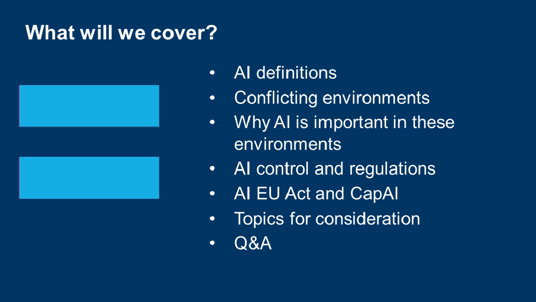Now, there could be positives and there could be associated negatives with that. So what are the considerations that need to be used around this? We can then look at the AI control and regulations. So especially in conflicting environments, suddenly this control is needed. And from that, we'll have a bit of a dive into the AI EU Act and what CAP AI is about. I will then close the session off with just some topics for consideration before we enter a Q&A session.